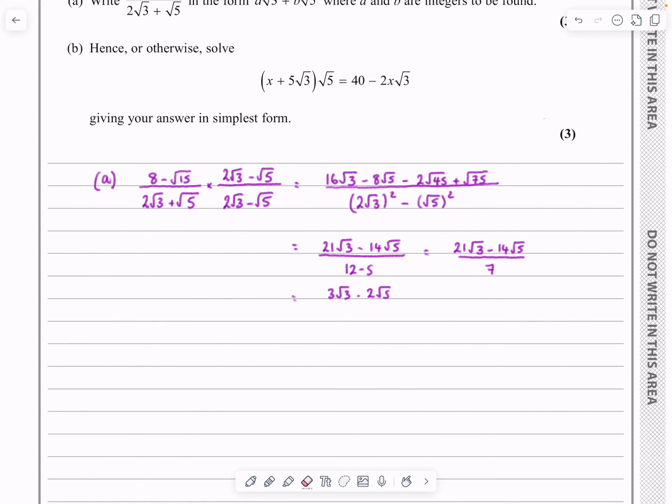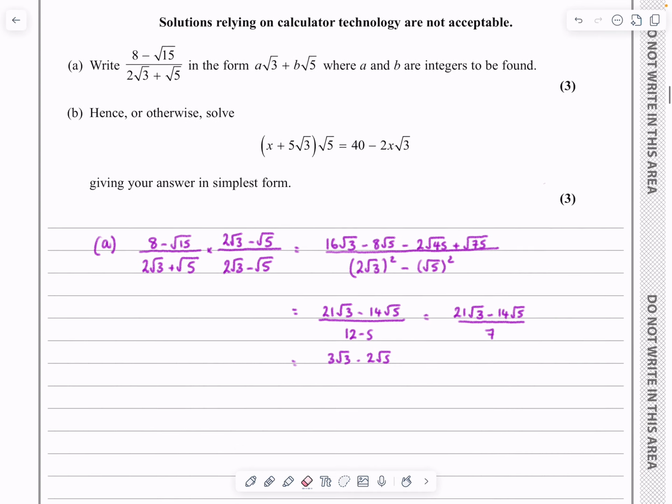Now you just need to make sure that you've got enough working, because obviously you could just do that straight away on a calculator, sticking that in, and you won't get any marks for a final answer without all the working out that's gone in between the two. Okay, so that's part A done.